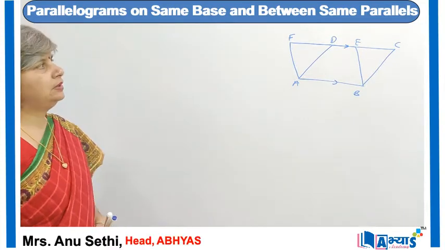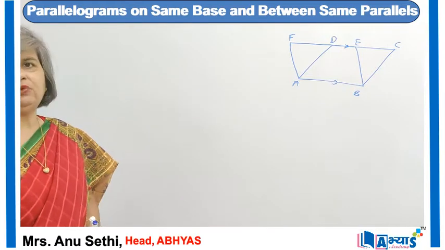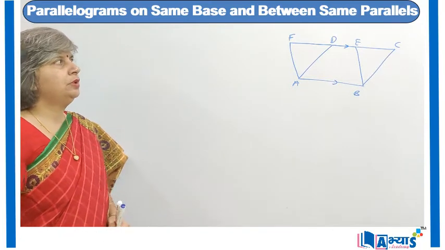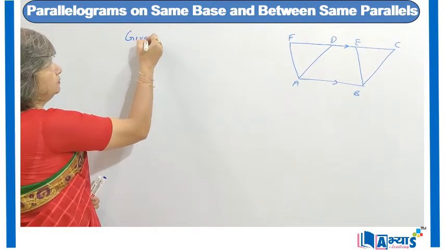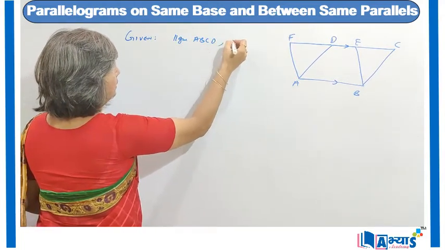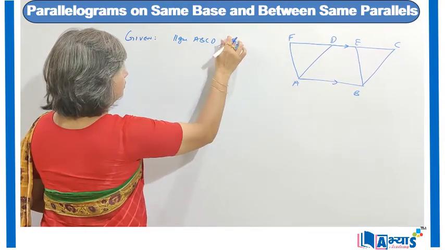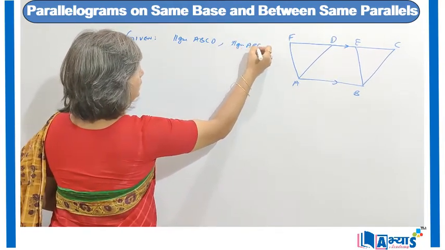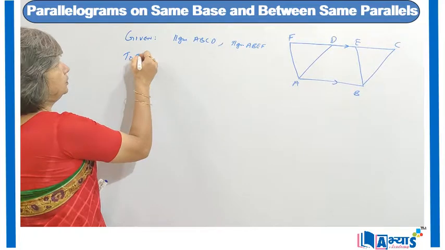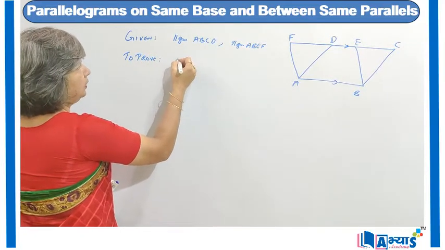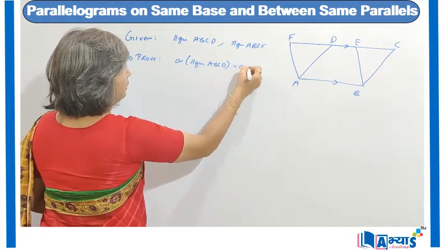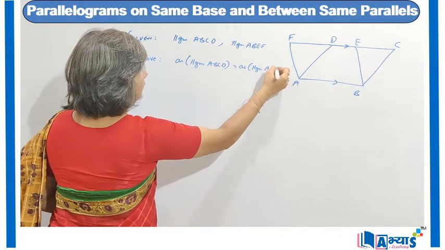The theorem states that if we have two parallelograms on the same base and between the same parallels, then the area of the two parallelograms is equal. Now we will try to prove the theorem. So it is given that parallelogram ABCD and parallelogram ABEF, and we are to prove area of parallelogram ABCD is equal to area of parallelogram ABEF.